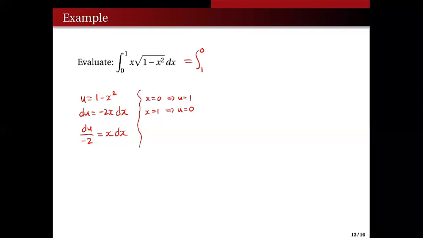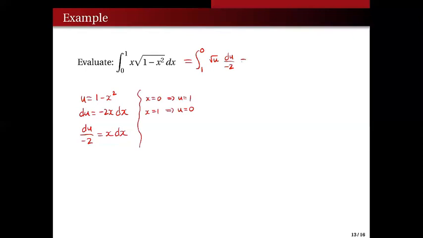And then what? We have the square root of 1 minus x squared. That becomes square root of u. And then x dx becomes du over negative 2. So we have here du over negative 2. Okay?